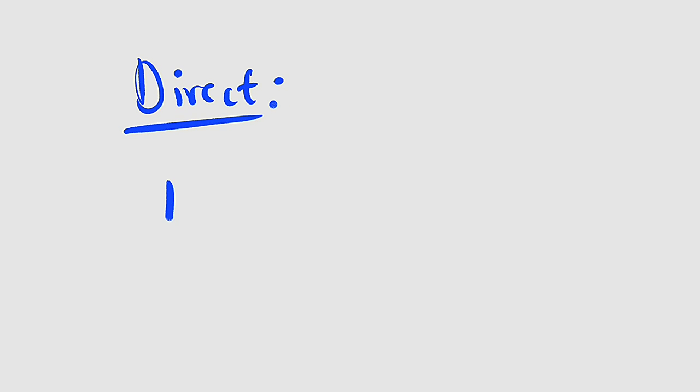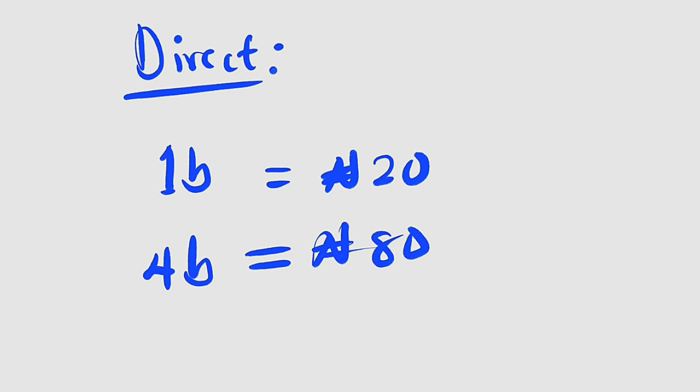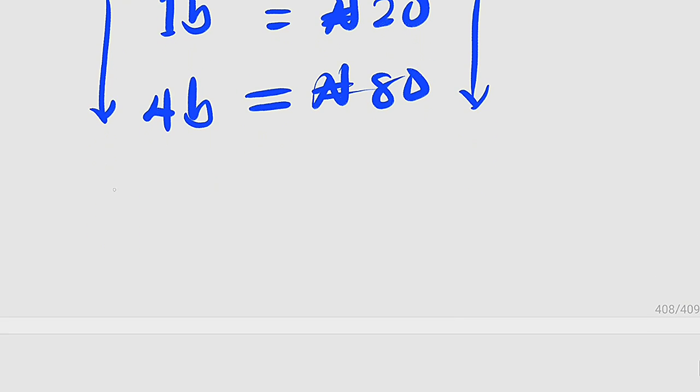If I buy a single book, that is one book, at the rate of 20 naira, definitely you should know that if these are four books, they will cost me what? 20 times 4, which is what? 80 naira. Do you see that? This is direct variation because as the number of books increases, likewise the amount increases. This is direct variation.